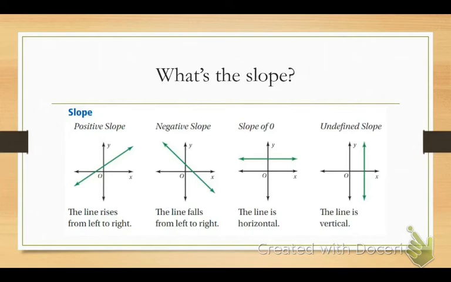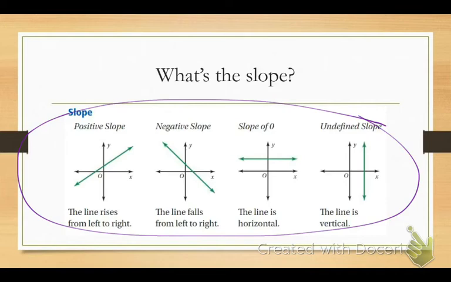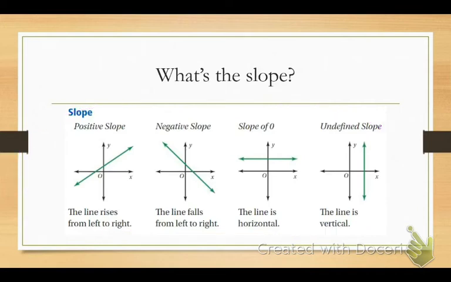But this gives you all the possibilities for your slope. Look up here at the screen. From left to right, the line rises: this is positive. From left to right, the line falls: that's negative. Horizontal is 0, vertical is undefined. This gives it to you all in one piece. Star it, highlight it. You need to understand the different values for your slope.